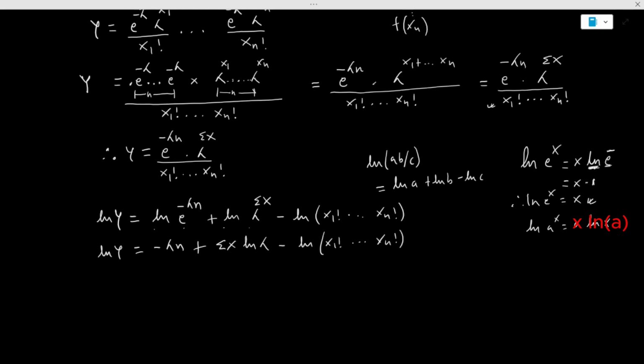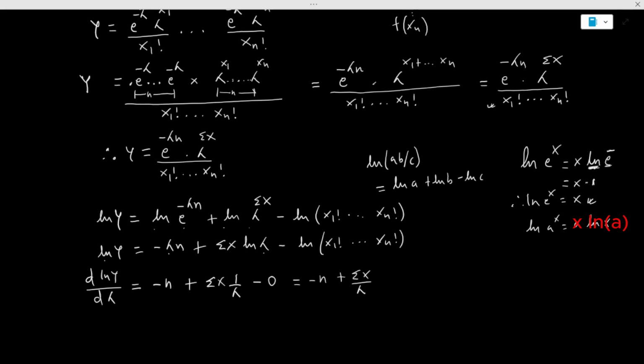Now in order to maximize the log likelihood function, let us take the first order derivative of this with respect to lambda, because we are going to estimate lambda. We have lambda over here, so this is equal to minus n, plus we have lambda over here, so this is summation x. Derivative of log x is 1 by x, so this is 1 by lambda, minus, and here we don't have any lambda, so this entire term is going to be 0. So this is equal to minus n plus summation x divided by lambda.